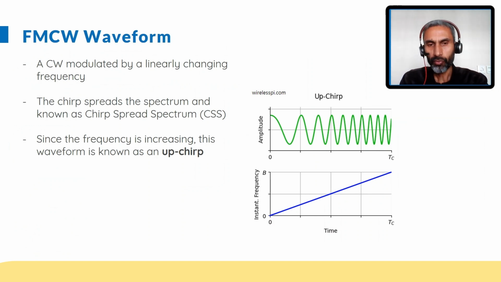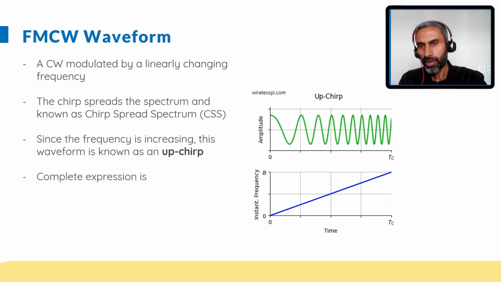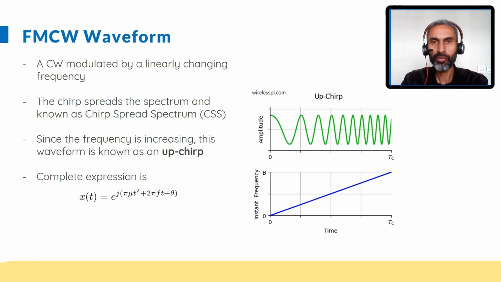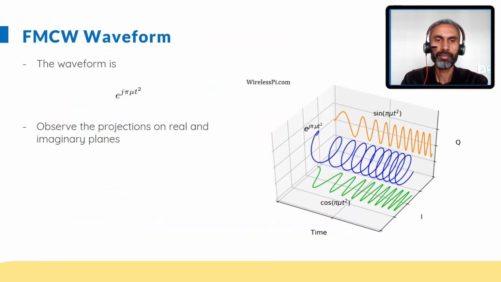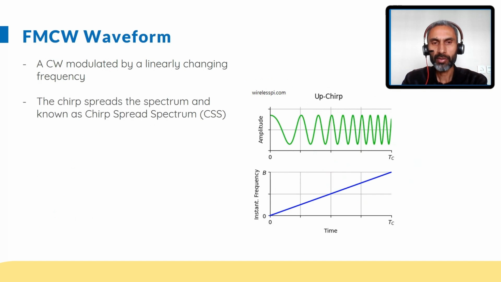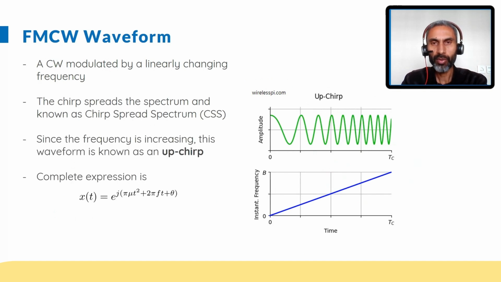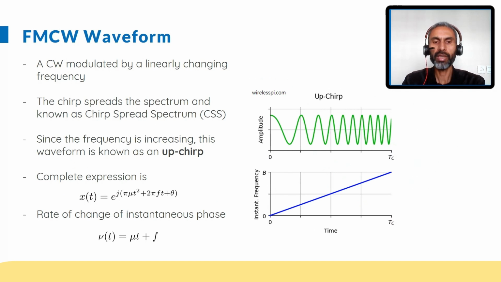Where does this bottom graph come from? To see this, this is the conventional FMCW curve, and this expression is given by x(t) equals e raised power j pi mu t square plus 2 pi ft plus theta. Previously, we only focused on the mu part, the acceleration part. Now we are including the complete expression, which includes frequency and phase as well. So if we take the rate of change of instantaneous phase divided by 2 pi, we get mu t plus f. With time, this slope is given by mu, the acceleration of the phase.